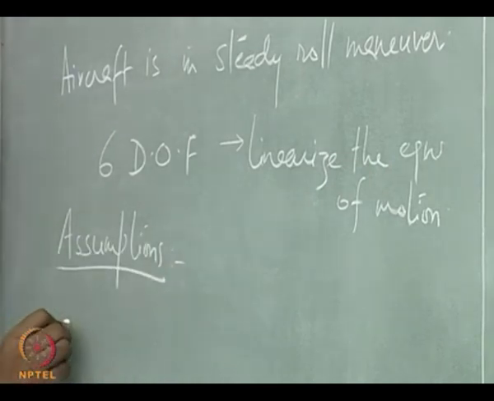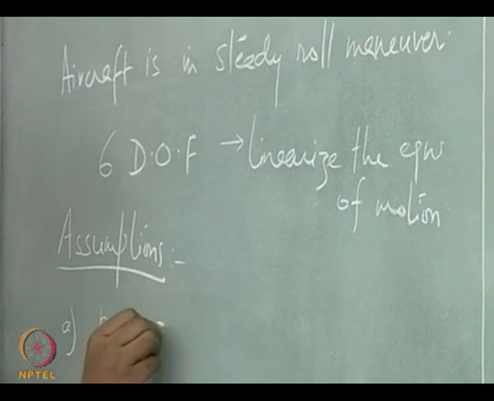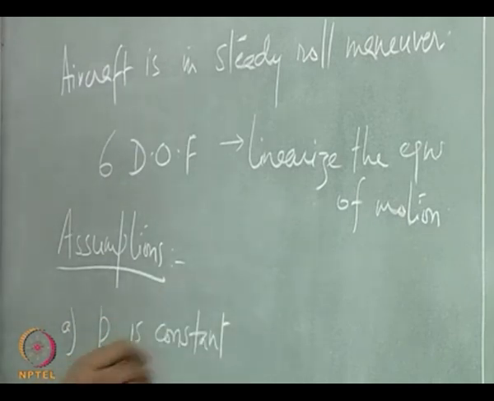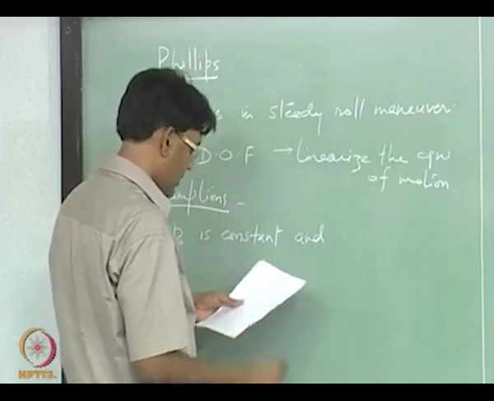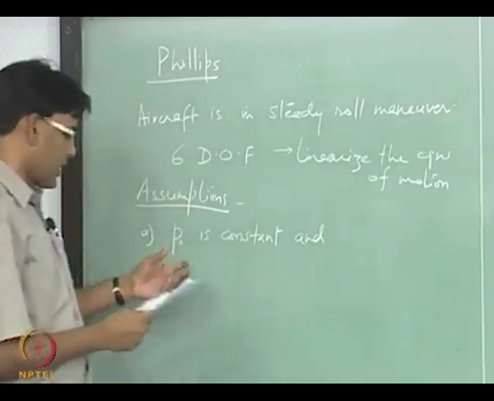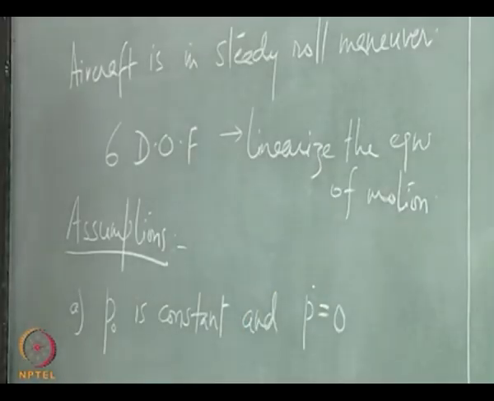And afterwards he made some assumptions. So one is this steady rolling roll rate is constant, and this is not small because we are talking about a steady roll maneuver. So this P naught is not small, but P naught is constant, so that P dot is 0.